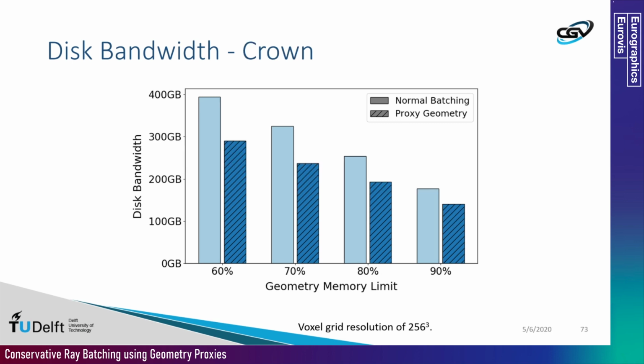Finally, for the crown scene, the savings are modest. This is to be expected, however, because the complexity of the scene is virtual. The only reason why it is so large is because we subdivided the triangles a couple of times.